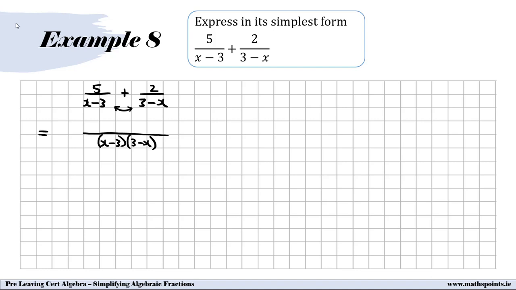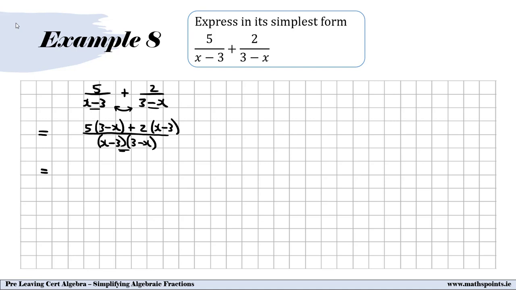How many times does x minus 3 go into x minus 3 on 3 minus x? Well, that goes in 3 minus x times, and so I need to multiply the top 5 by 3 minus x, plus how many times does 3 minus x go into x minus 3 on 3 minus x? Well, that goes in x minus 3 times, and so I need to multiply the top 2 by x minus 3. Or in other words, I'm multiplying the numerators by the denominators of the other terms.